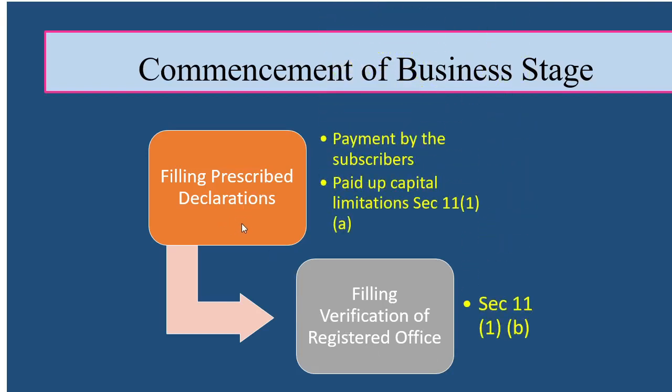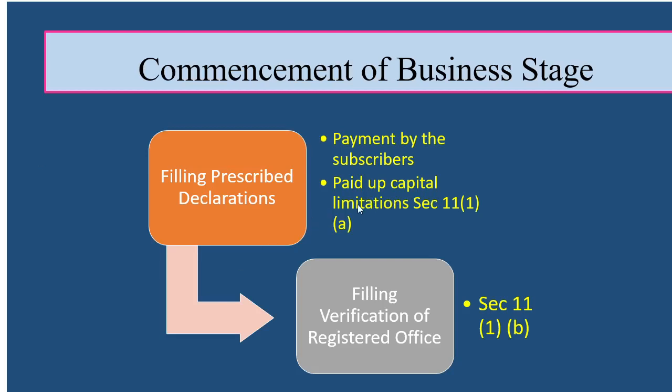In filing prescribed declarations, there are two points. The first is payment by the subscribers. In the earlier stage, either in the memorandum or in the declarations, subscribers should specify the number of shares they are going to purchase. After getting the certificate of incorporation, they have to make payment for the specified number of shares. If they specified 10 shares, they pay the value of those 10 shares.